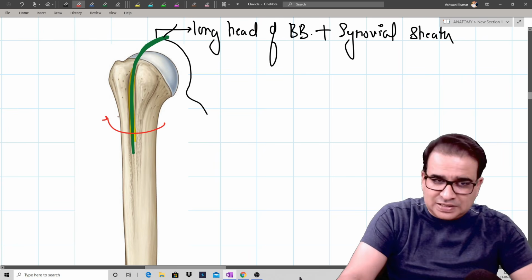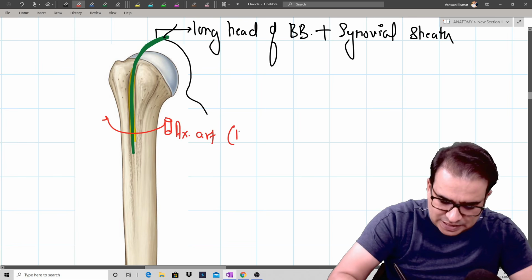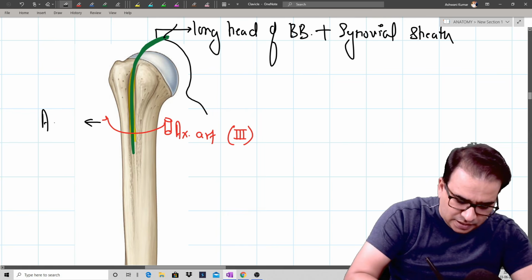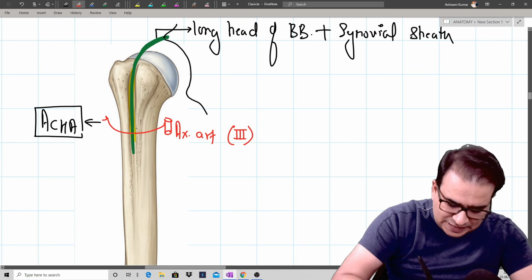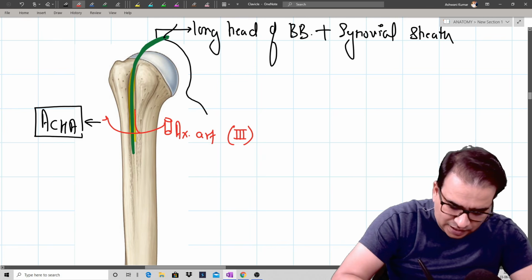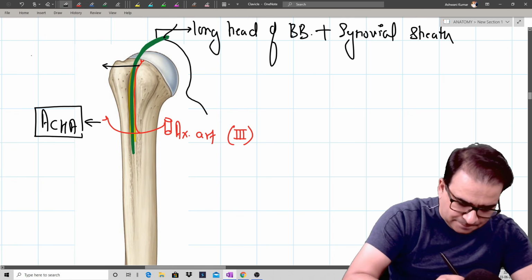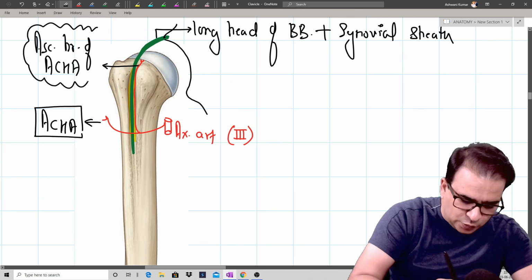It's a branch from the third part of the axillary artery. So guys, let us say this here is the axillary artery, and more precisely the third part of the axillary artery. This is the branch coming from the axillary artery called the anterior circumflex humeral artery. There is one branch of this anterior circumflex humeral artery which will be ascending in this bicipital groove like this. And that is called the ascending branch. This is the ascending branch of ACHA, anterior circumflex humeral artery.